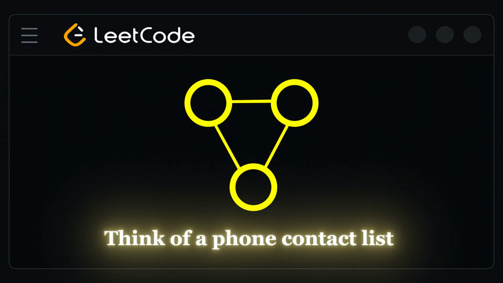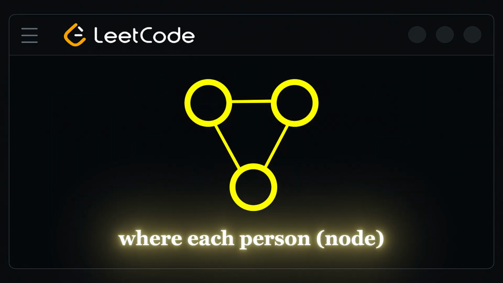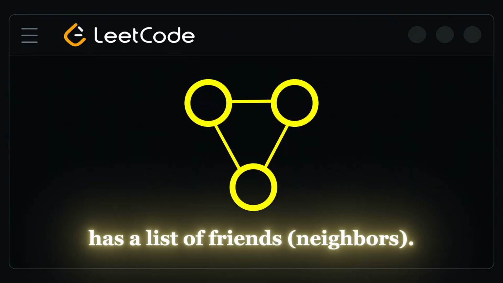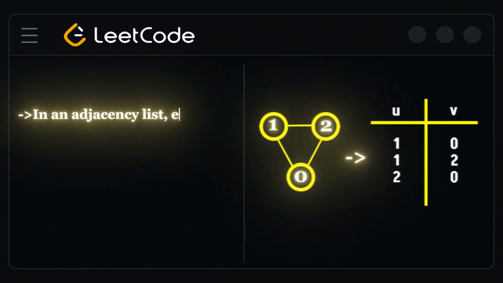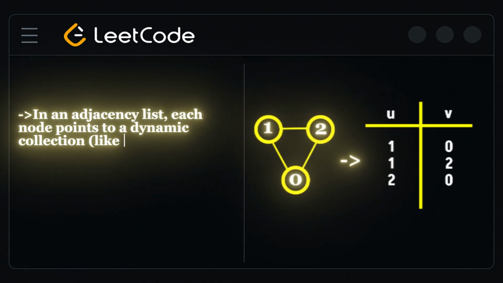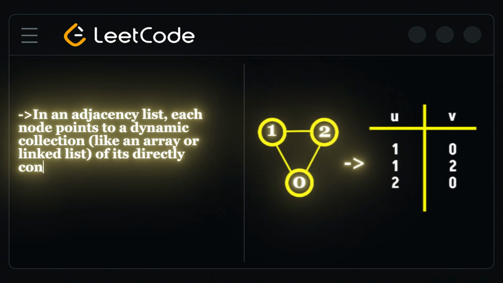Adjacency list. Think of a phone contact list where each person, node, has a list of friends, neighbors. In an adjacency list, each node points to a dynamic collection, like an array or linked list, of its directly connected nodes.